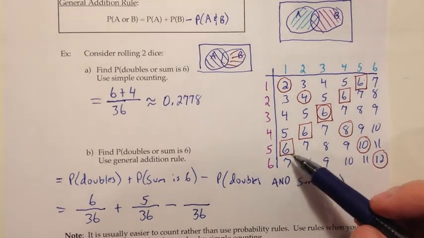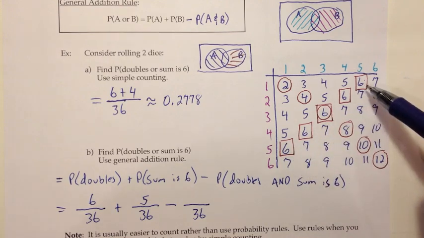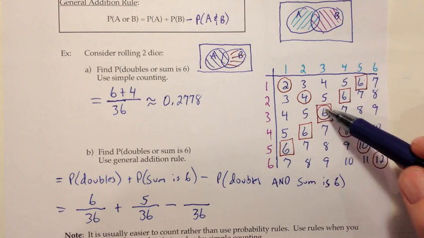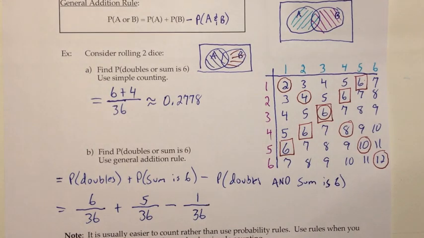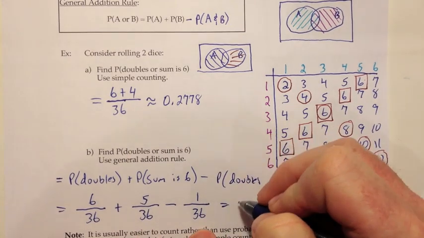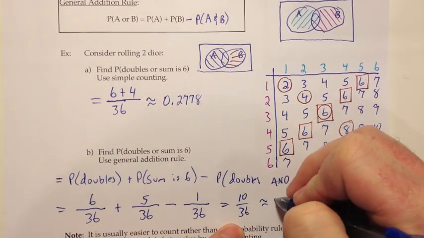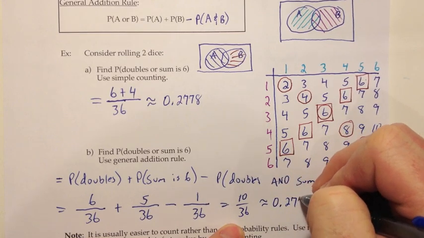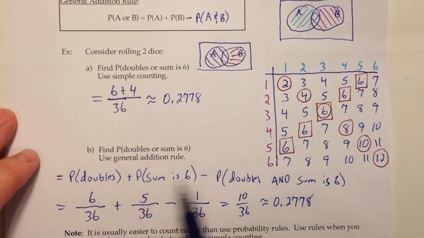Remember that "and" is the overlap, so we've got our circled doubles and our boxed 6s, and this one is both, so there's 1 out of the 36 that met both conditions and is in the overlap. So that gives me 6 plus 5 minus 1, which is 10 out of 36, which is the same answer that I got above.